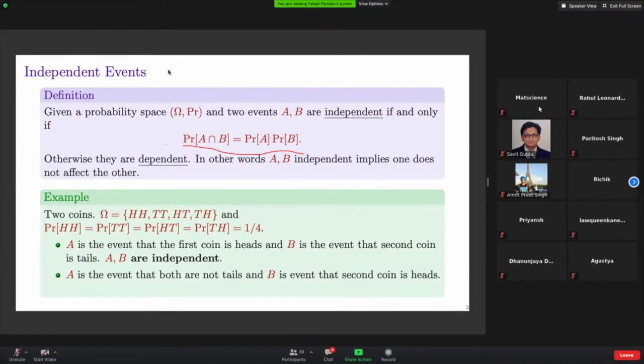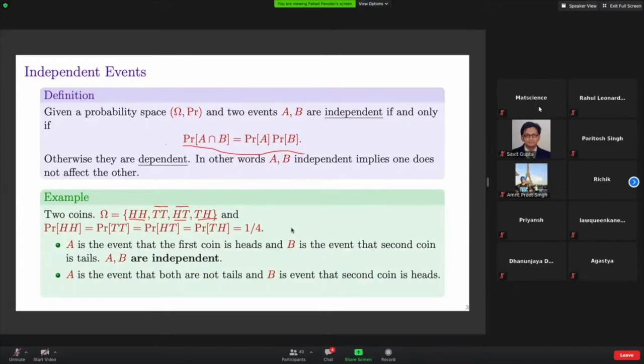So, notice this. A is the event that both are not tail. What is that event? This one will be there, this one will be there, this one will be there. And B is the event that the second is head, which is this one and this one. What is A intersection B? A intersection B is only one element in it: H comma T, HT. First is head, second is tail. And what is the probability of that happening? 1 by 4. And what is the probability of A? A is 3 by 4. What is the probability of B? That is 2 by 4.